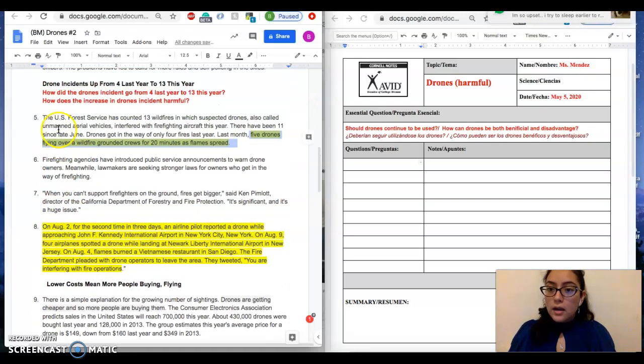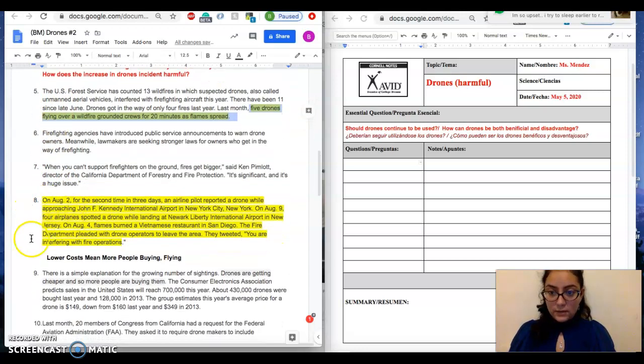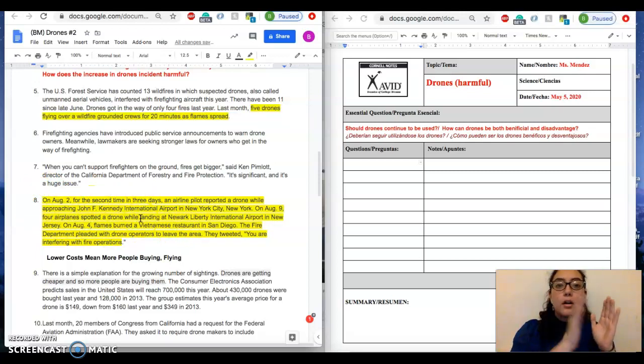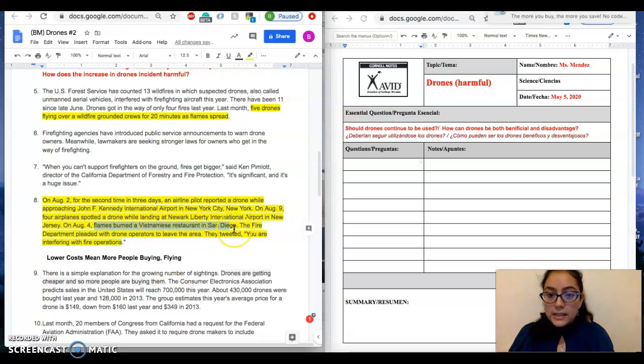When you look at paragraph 8, this whole thing, if you take a moment to read it, all it's saying is where are the incidents coming from? So 5 drone incidents came from wildfire. Another one came from a drone landing in an airport. Another one in another airport in New York. And another one, flames burning, a restaurant burning in San Diego. So remember, if there's a drone in an airport, they're not going to fly a plane. We don't know, once again, what that drone has. So safety first.